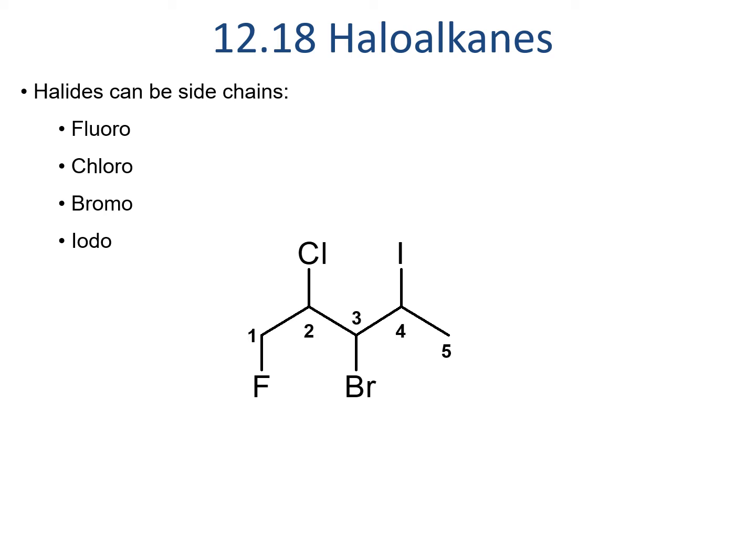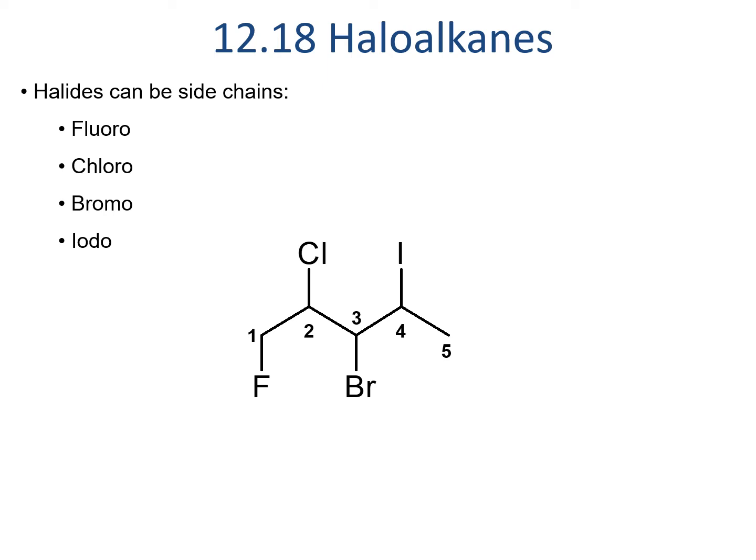We number it from left to right because that gives us the numbers 1, 2, 3, and 4 instead of 2, 3, 4, and 5 if we numbered from the other side. Again, notice that the fluorine is a fluorine. It's not a carbon and should not be counted toward the length of the chain.